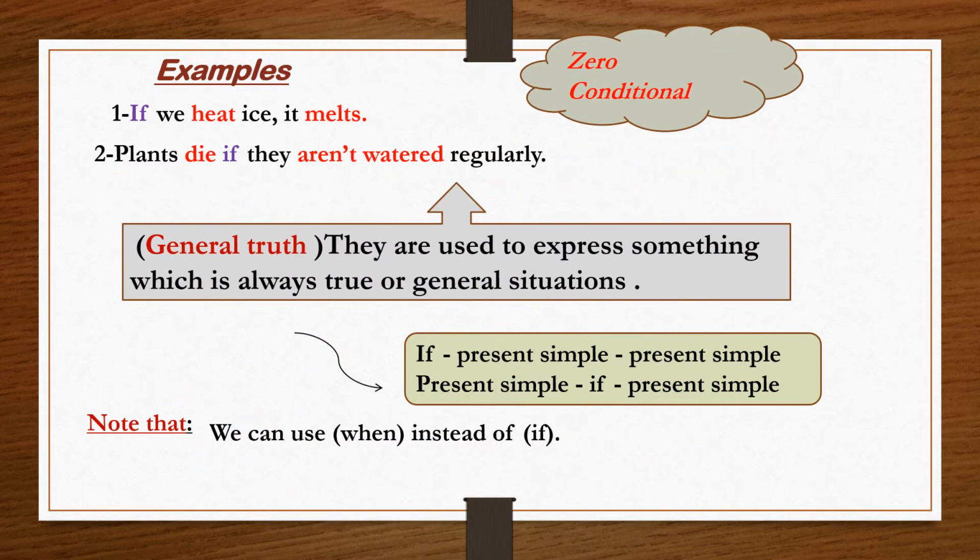When I say, plants die if they aren't watered regularly, here we have die in the present simple and we have aren't watered, okay, because we are in the passive.